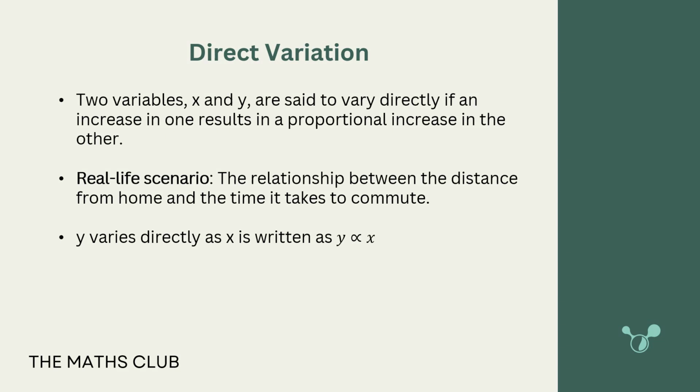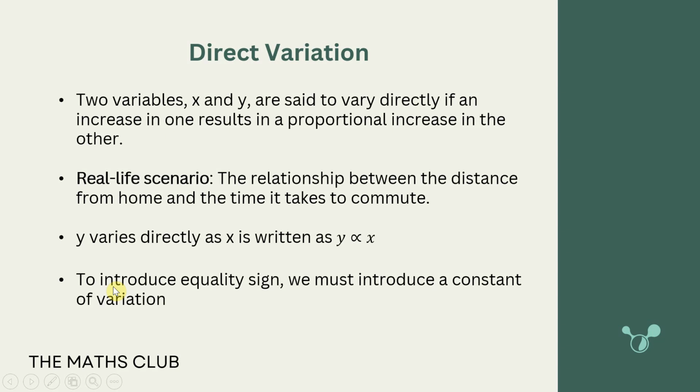When y varies directly as x, we write it as y alpha x. Anybody that sees y alpha x should know that y varies directly as x. We need to introduce the equality sign, because we cannot solve it like this. We must then introduce a constant of variation. More often than not, the constant of variation is k.